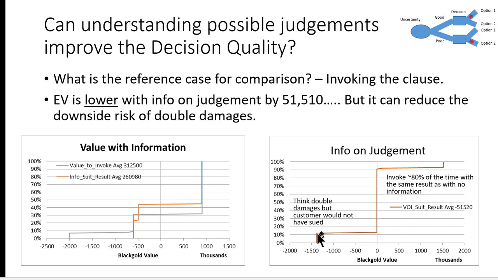But there's also like a 12% chance we think it's double damages, but the customer did not actually sue. So that's a loss. One of the advantages of gathering information about the possible lawsuit outcome is that we reduce the downside risk. We don't have this big double damages because we knew it was going to happen.